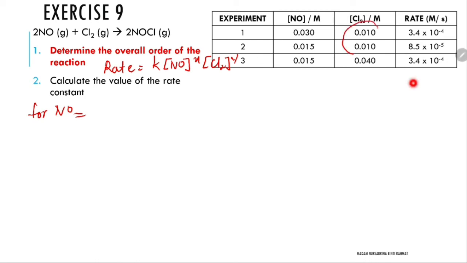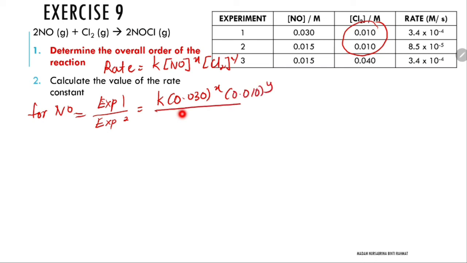In this case, experiment 2 and experiment 1 have the constant concentration of my chlorine. The rate of reaction and the concentration of NO is higher in experiment 1. Therefore, experiment 1 divided by experiment 2. So it becomes K 0.030X 0.010Y over K 0.015X 0.010Y equals 3.4 times 10 to the power of negative 4 over 8.5 times 10 to the power of negative 5.